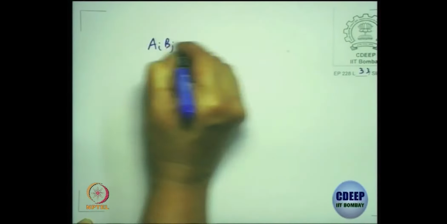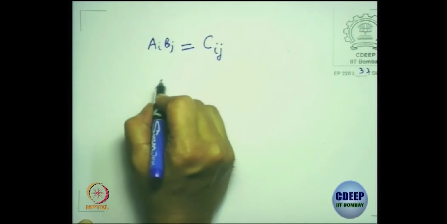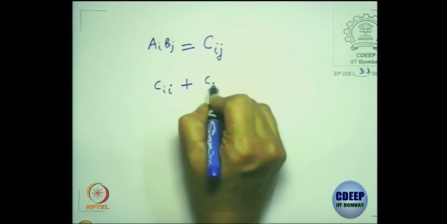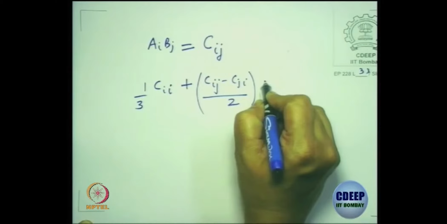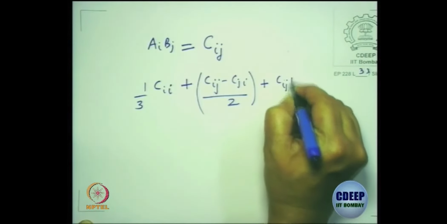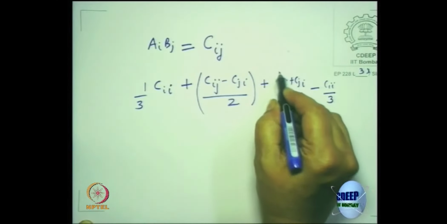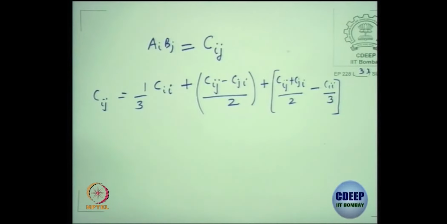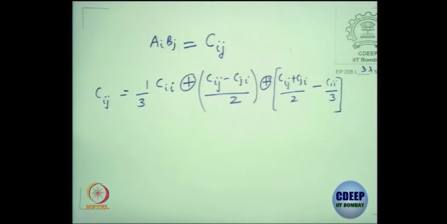So I am going to take AiBj. Let me call this T, if you are getting confused, let me put it as Cij. Okay. This Cij I can write as Cii plus Cij minus Cji by 2. Is this correct? I have not done anything. I have written the Cij in a little easy looking fashion. Nothing more I did.